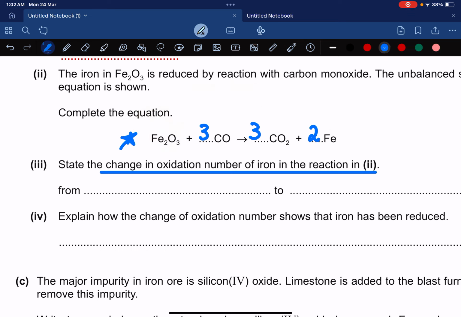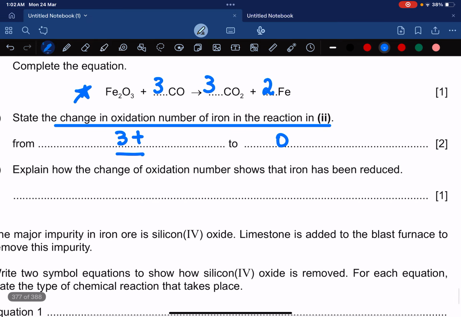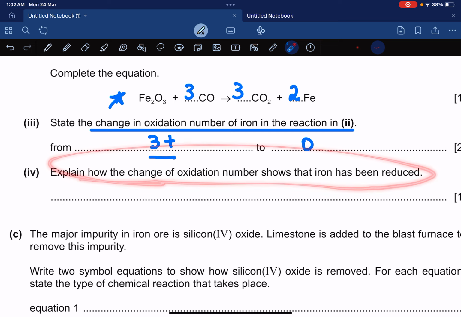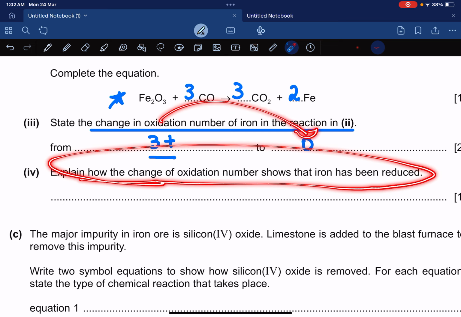So from 3 plus to 0. This 3 plus is important, okay? You got to write 3 plus. If you write simple 3, marks are going to be deducted. Achha. Explain how the change of oxidation number shows that iron has been reduced. The oxidation number is simply reducing from 3 plus to 0.